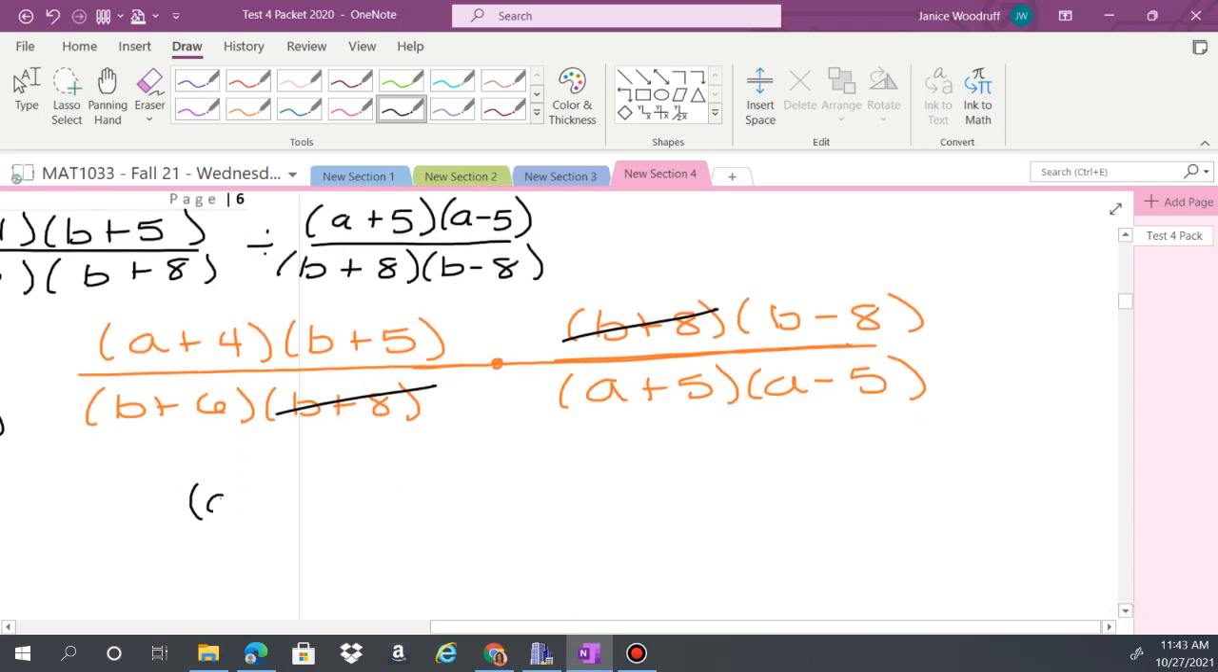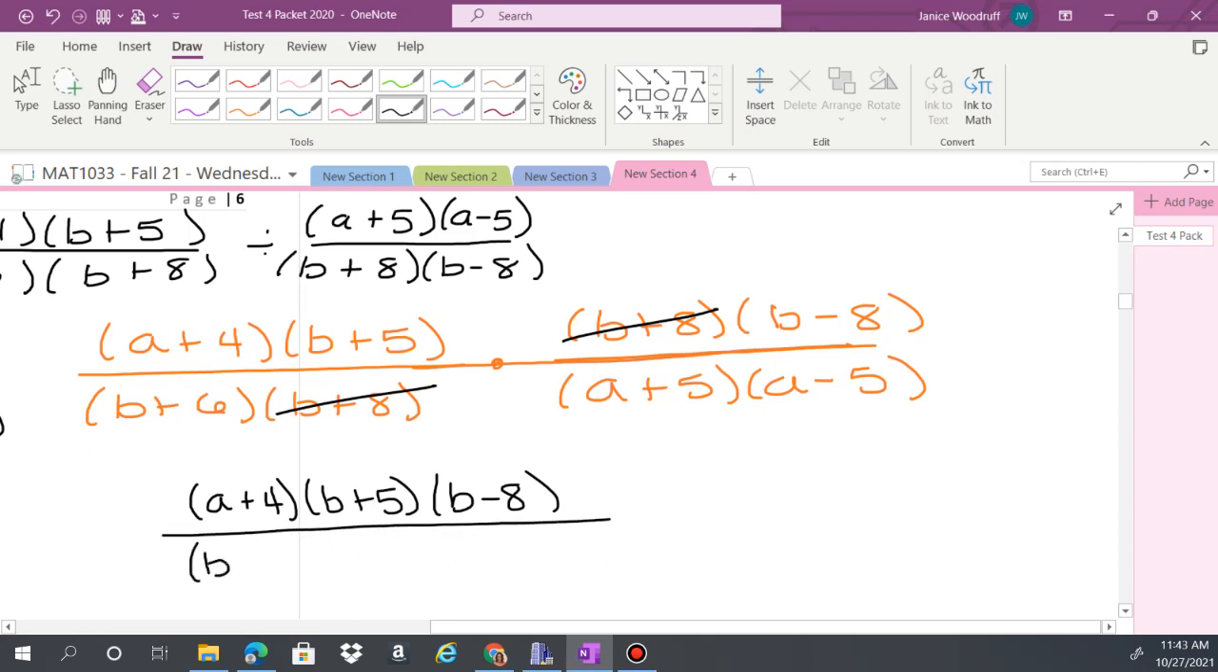A plus 4, b plus 5, b minus 8, over b plus 6, a plus 5, a minus 5. It shouldn't matter what order you put the factors in. So sometimes you can cancel them out to be nice and concise, and sometimes they end up like this, but don't multiply it out, just leave it in the factored form.